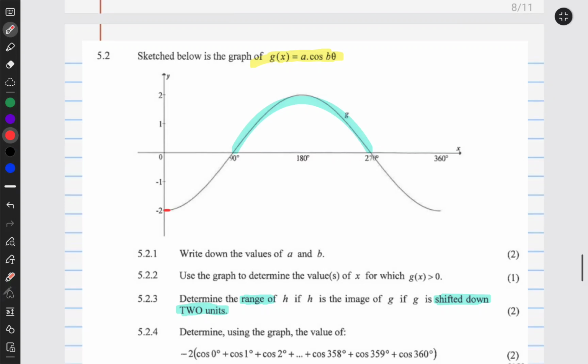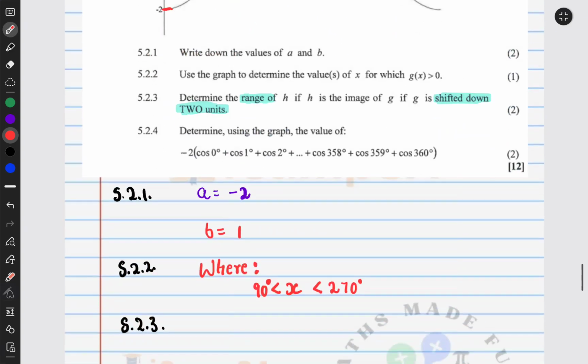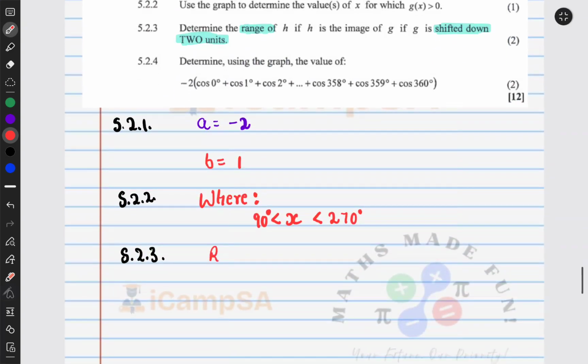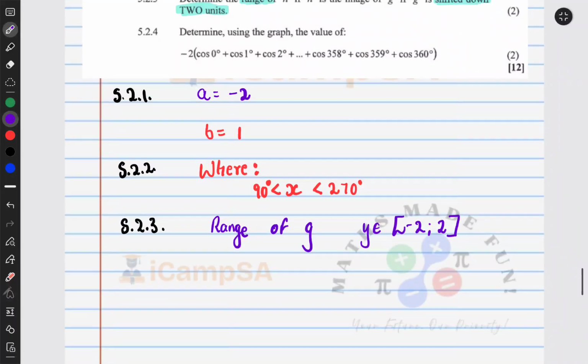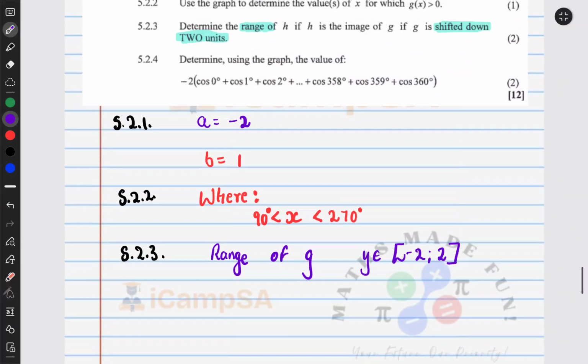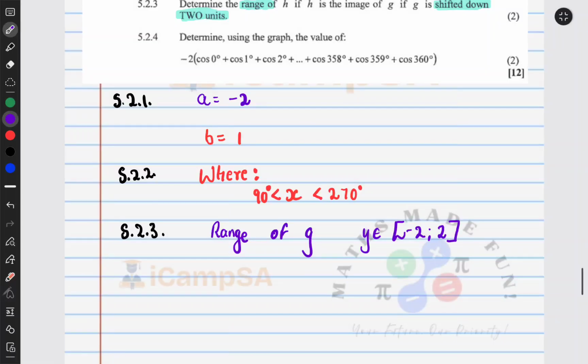The minimum value for g is -2 and the maximum value is 2. So the range of g, let's start with that. The range of g is what we are saying: y is an element from -2 to 2. And in order to calculate the range of h, we have been told that the function of h is just the function of g shifted 2 units downwards.